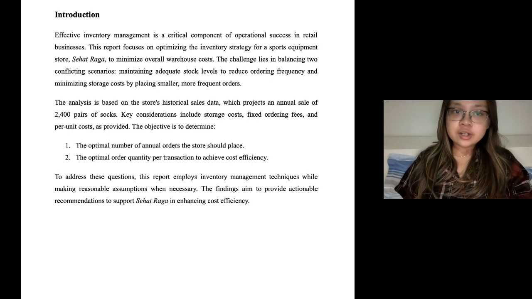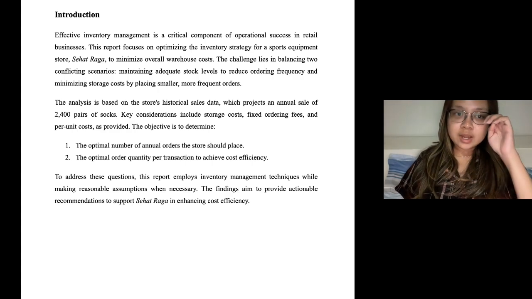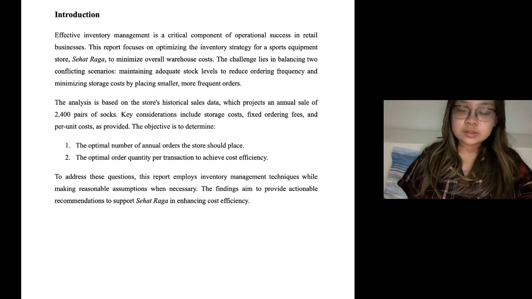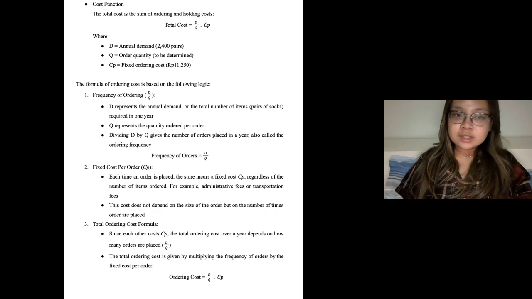And the questions are: to minimize total cost, how many pairs of socks should be ordered each time? And how many times should the store place an order in 1 year? So the first step to solve these problems is to define the cost function. The total cost can be calculated by adding the ordering cost with holding cost.